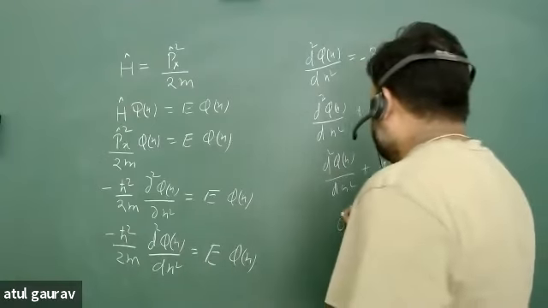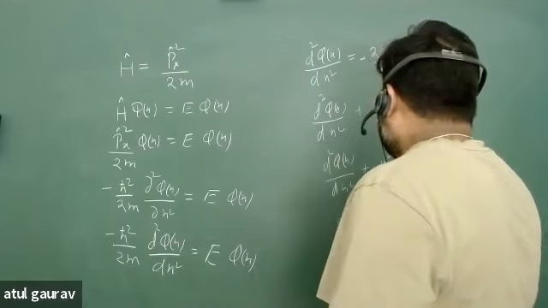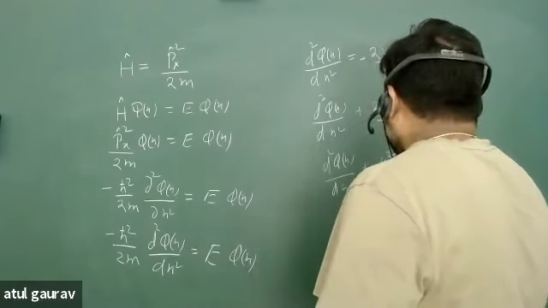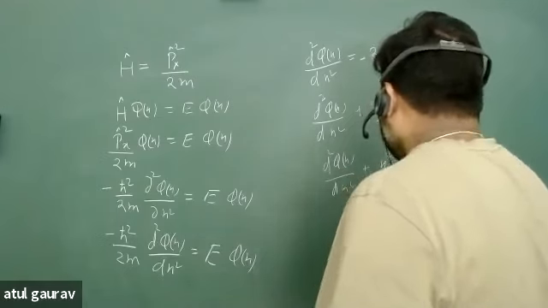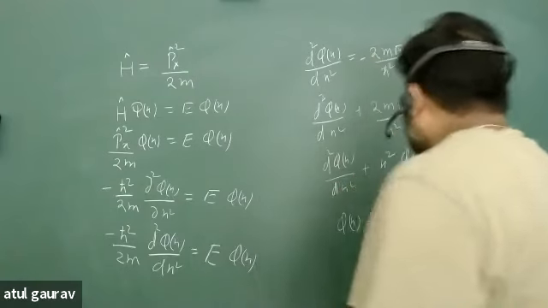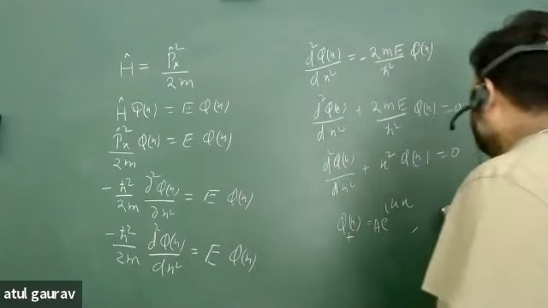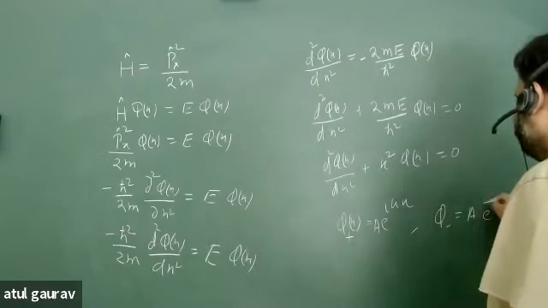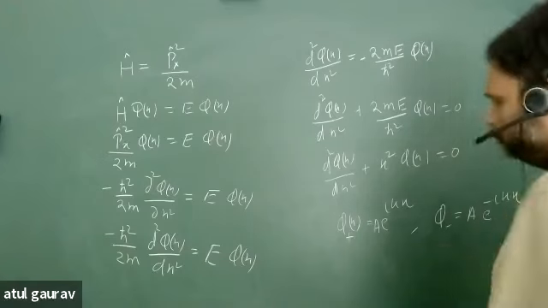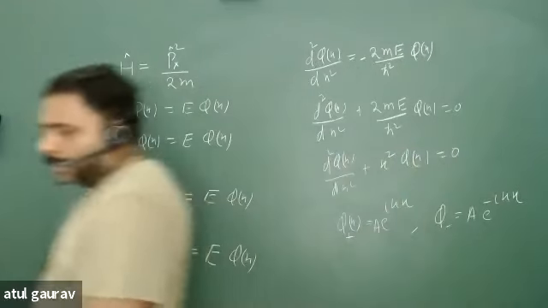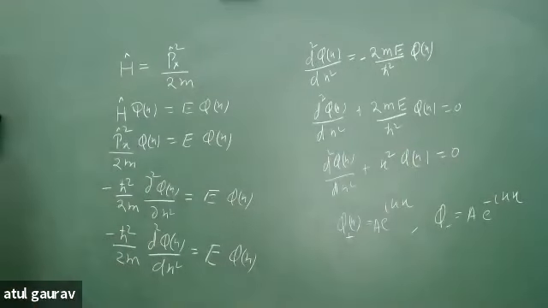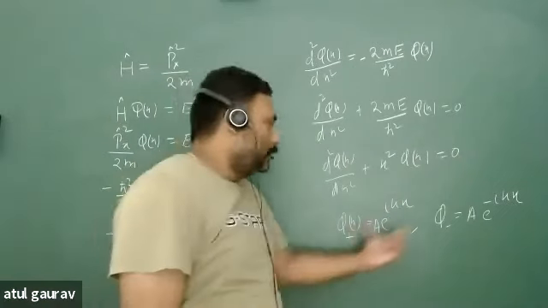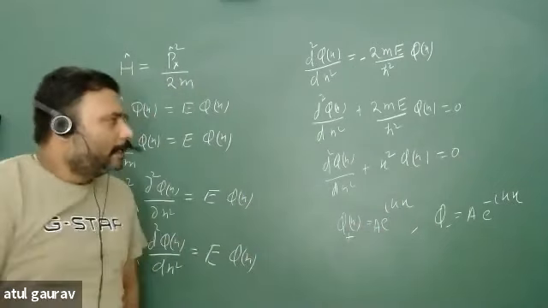So what are the solutions? The solution is phi(x) is equal to e to the power ikx, with some coefficient. I am taking it as phi plus. Another solution is phi minus, which will be a e to the power minus ikx. So these are the solutions, and these are the eigenfunctions actually.